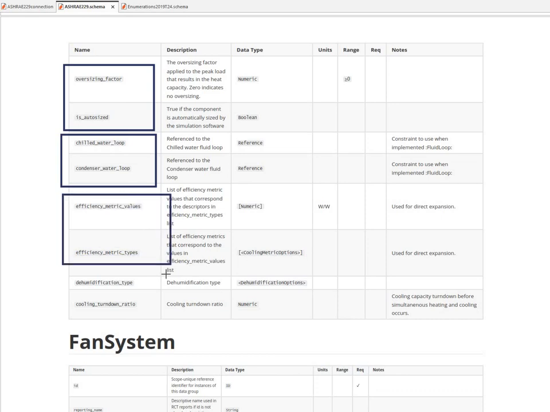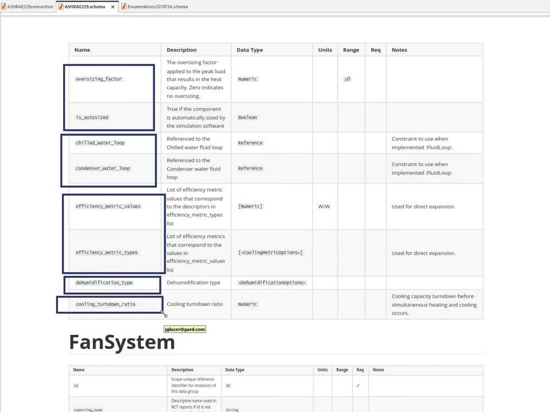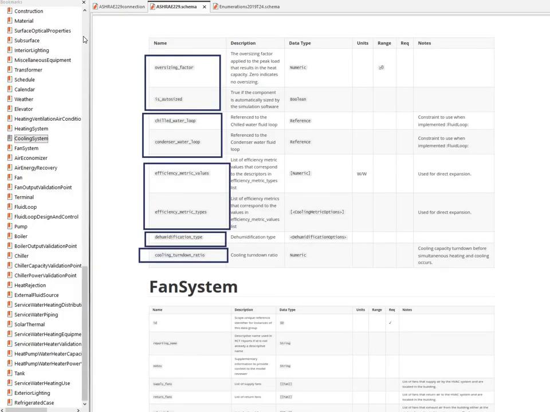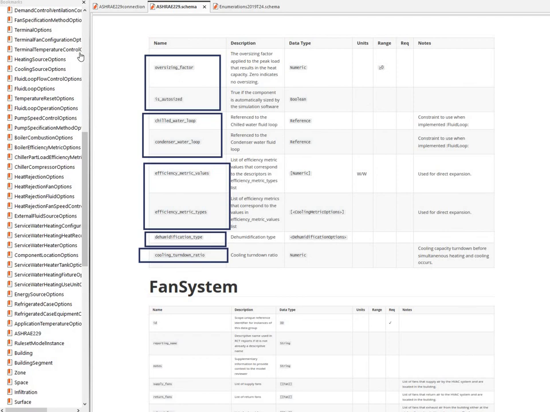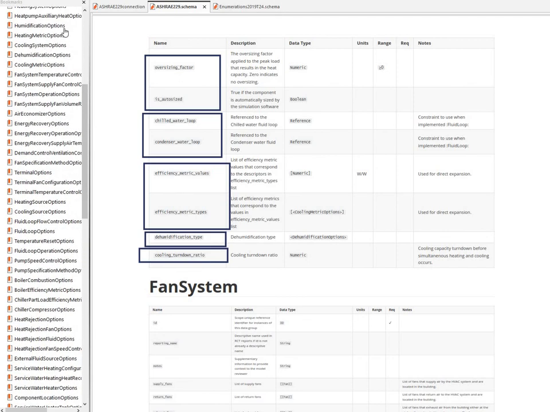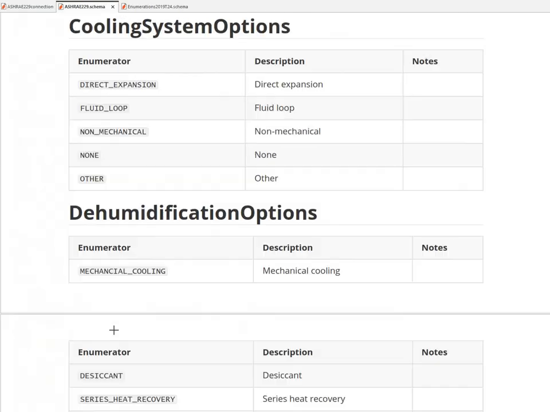Like heating systems, there's a list of metrics and values for those metrics. There's a dehumidification type that we'll talk about, and then a cooling turn-down ratio, which is basically just how low the cooling capacity can be turned down prior to simultaneous heating and cooling occurring. So there are a couple of enumerations that we should go through based on this. The cooling system options are direct expansion, fluid loop, and non-mechanical.